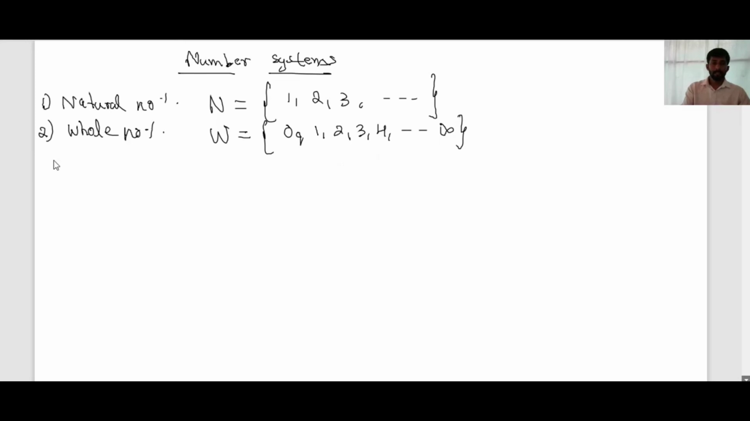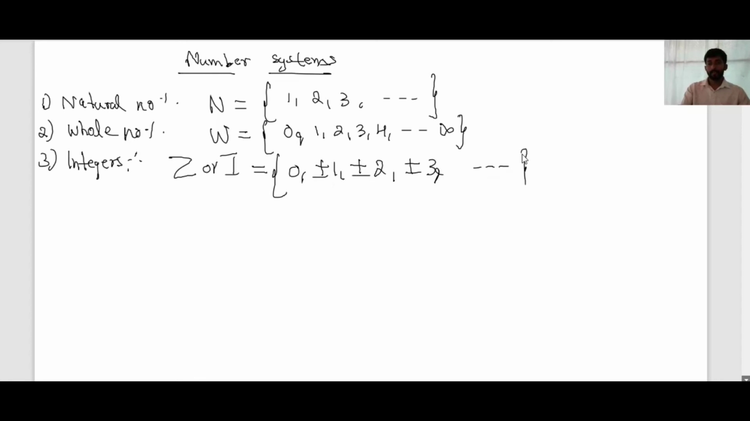Okay, next is, that is the third one, integers. Sometimes we denote it by Z, or sometimes we denote it by capital letter I. It's equal to, here see, 0, plus or minus 1, plus or minus 2, plus or minus 3, dot dot dot infinity. Okay, difference is here negative numbers also included. Okay, fourth one is rational numbers. Okay, denoted by Q. It's not R, rational number is Q.